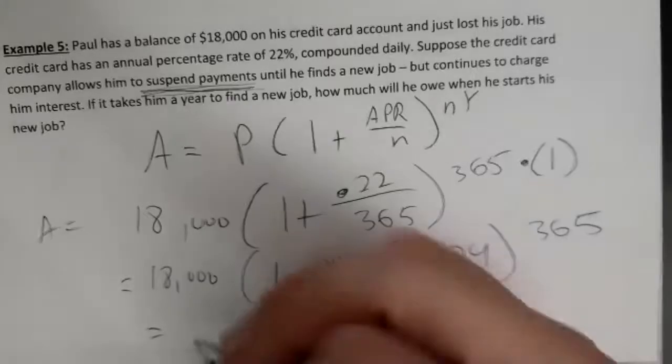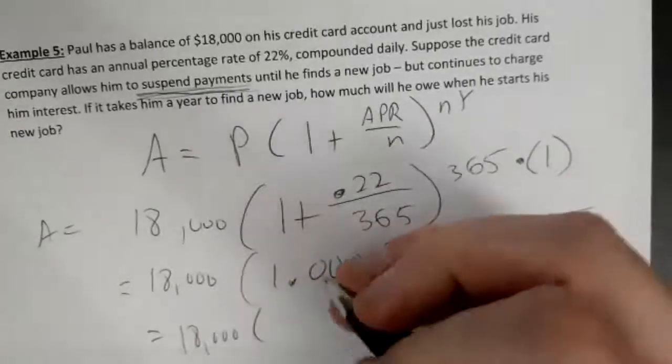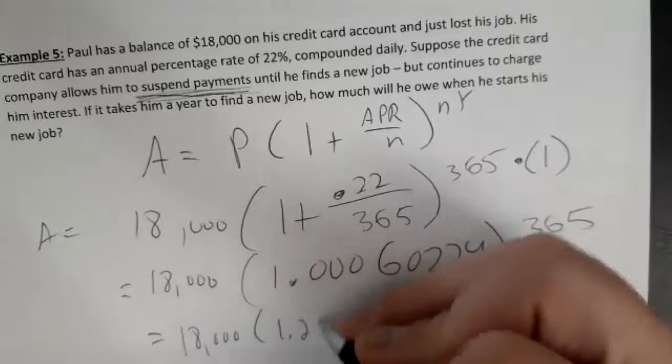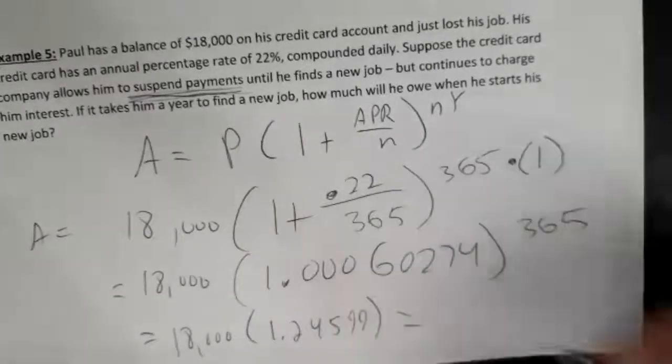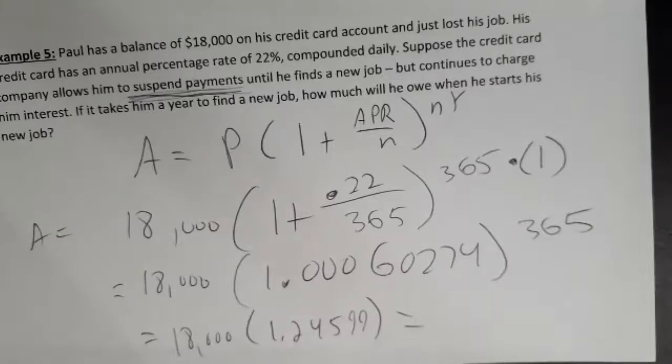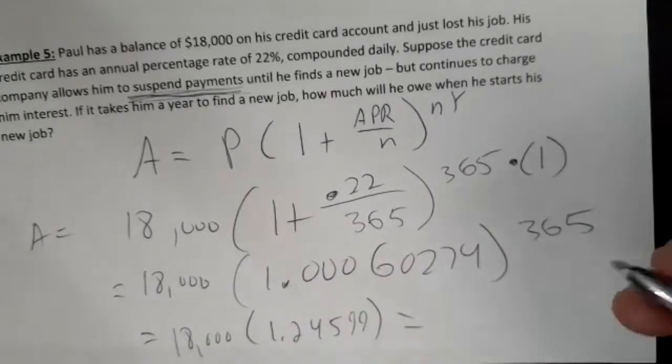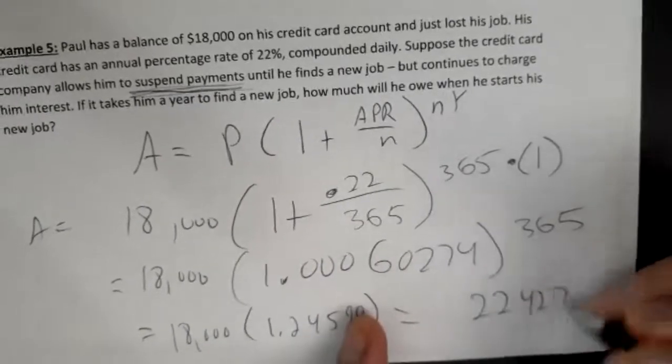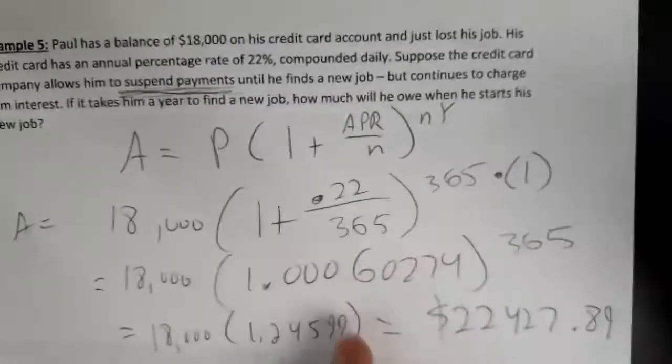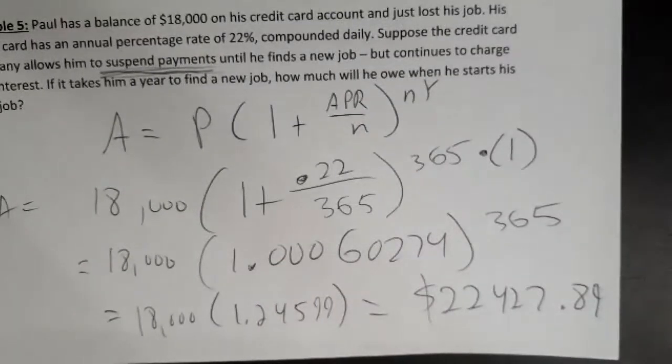Okay, so I get something like 18,000 times 1.24599, somewhere in that ballpark. And when I multiply these two things together, I should be getting 22,427.89. So this is what they're going to still end up charging this guy.